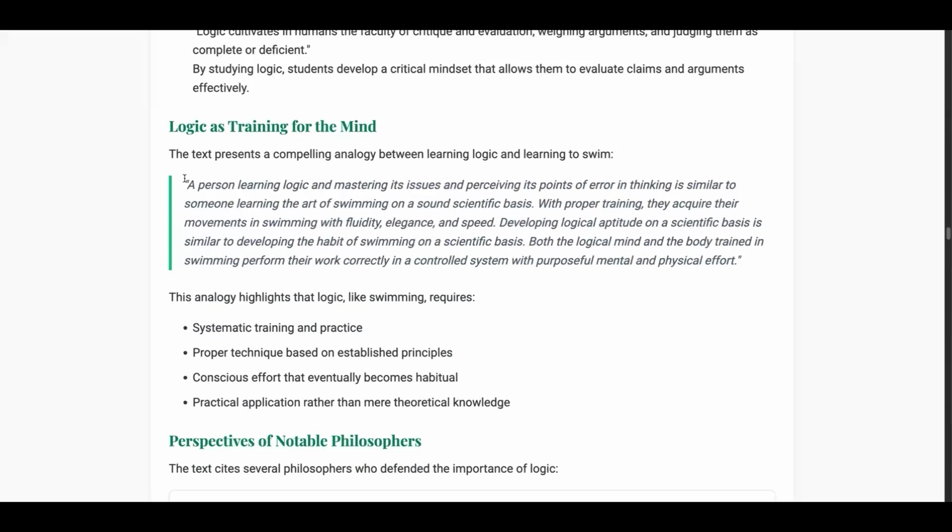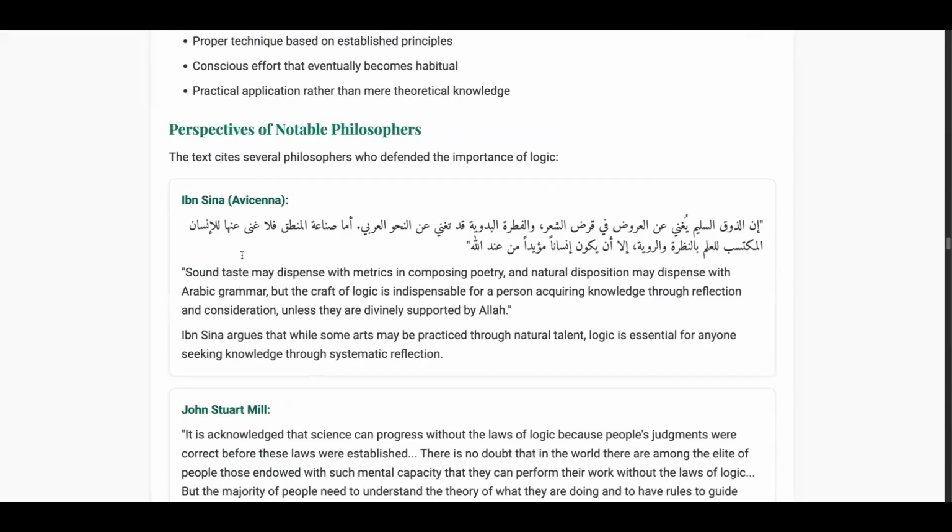A person learning logic, mastering its issues and perceiving its points of error in thinking, is similar to, like we talked about before, someone learning the art of swimming. On a sound scientific basis, with proper training, they acquire their movements in swimming with fluidity, elegance, and speed. Developing logical aptitude on a scientific basis is similar to developing the habit of swimming on a scientific basis, or anything. The logical mind and the body trained in swimming perform their work correctly in a controlled system with purposeful mental and physical effort. It's a really nice, beautiful example. And we read some of these before.